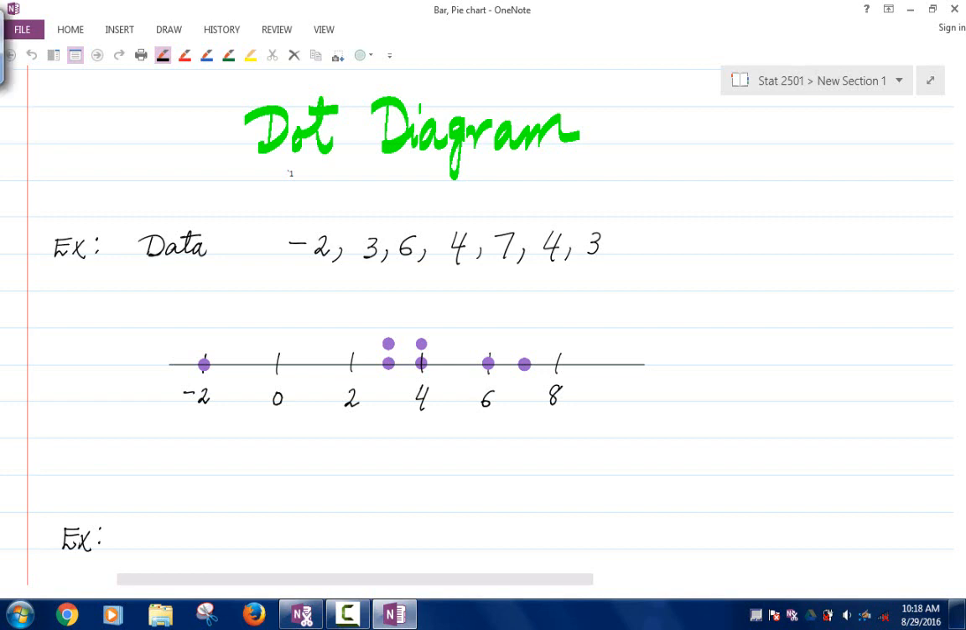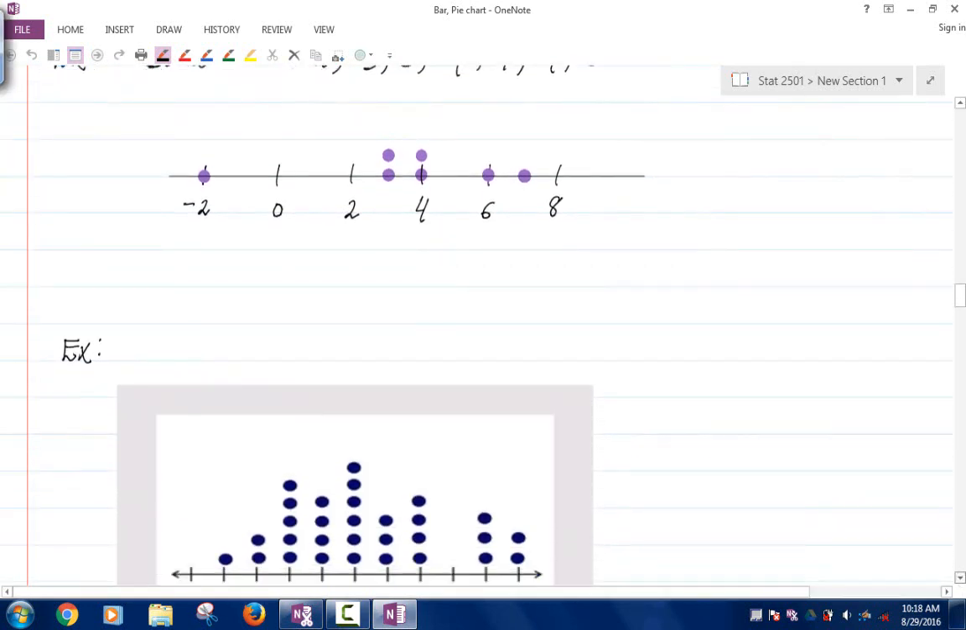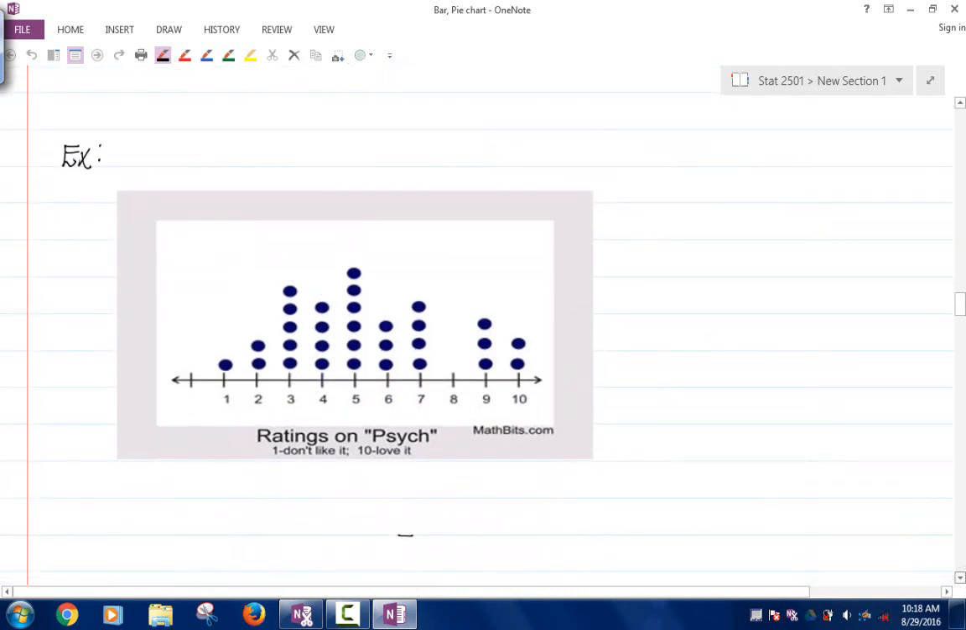I stole a picture from the internet again. This is ratings on the show Psych. People were given a survey, 1 means I don't like it, 10 means I absolutely love it. So this is a dot diagram for that survey, right? If you look at it, most of the people answered between 3 and 7, right? Between 3 and 7.